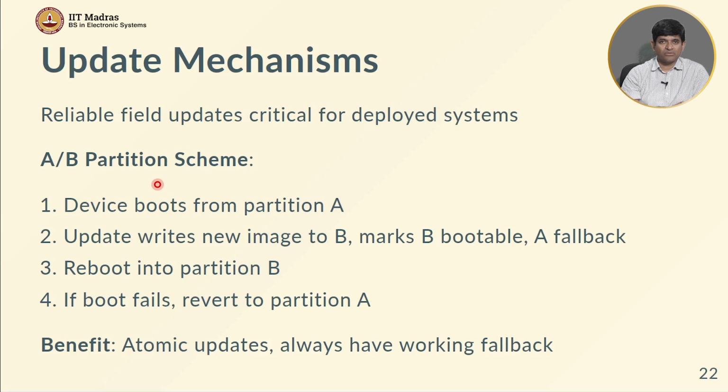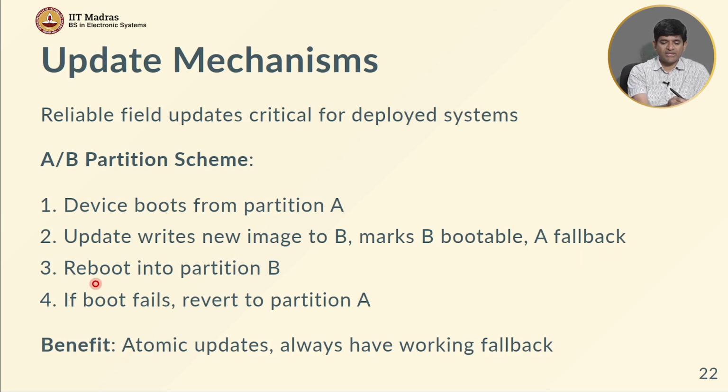But that's on a laptop or a desktop. On an embedded system, what's usually done is that you have very often two separate partitions. They're called the A and B partitions, right? Normally the device boots from partition A. When you are updating the system, whatever software is downloading the update writes a new image onto partition B, which is currently not being used. It then marks B as bootable, but it also marks A as the fallback, right, and then reboots the system.